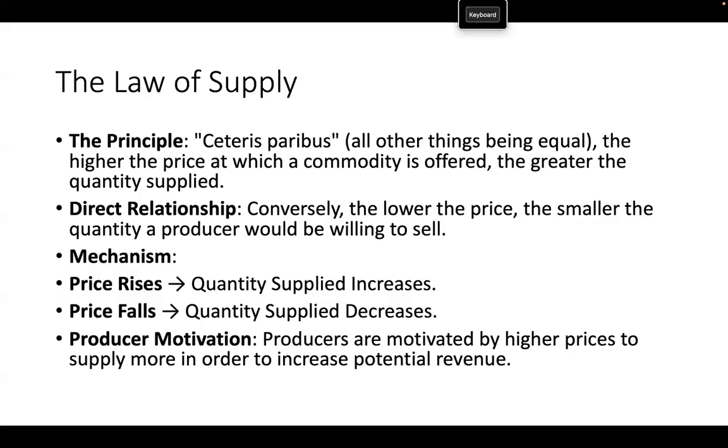Conversely, the direct relationship is also that the lower the price, the smaller the quantity a producer would be willing to offer for sale. So the quantity supplied increases when prices rise and decreases when prices fall, because producers are motivated by higher prices to supply more in order to increase potential revenue and get more profit.